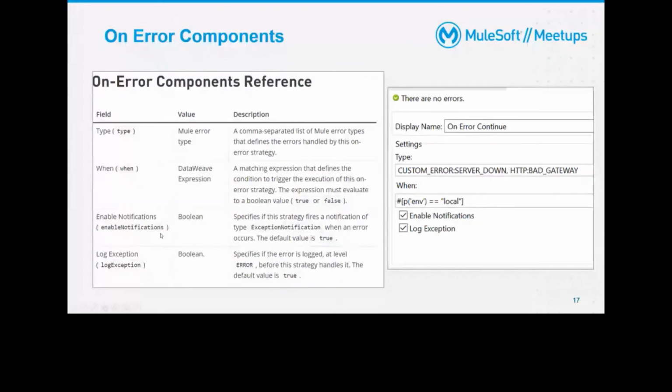So enable notification and log exception by default are true. Enable notification is used to fire a notification whenever an error occurs, and log exception is used to log the exceptions and errors in the console, and in CloudHub the exception gets logged in the logs.